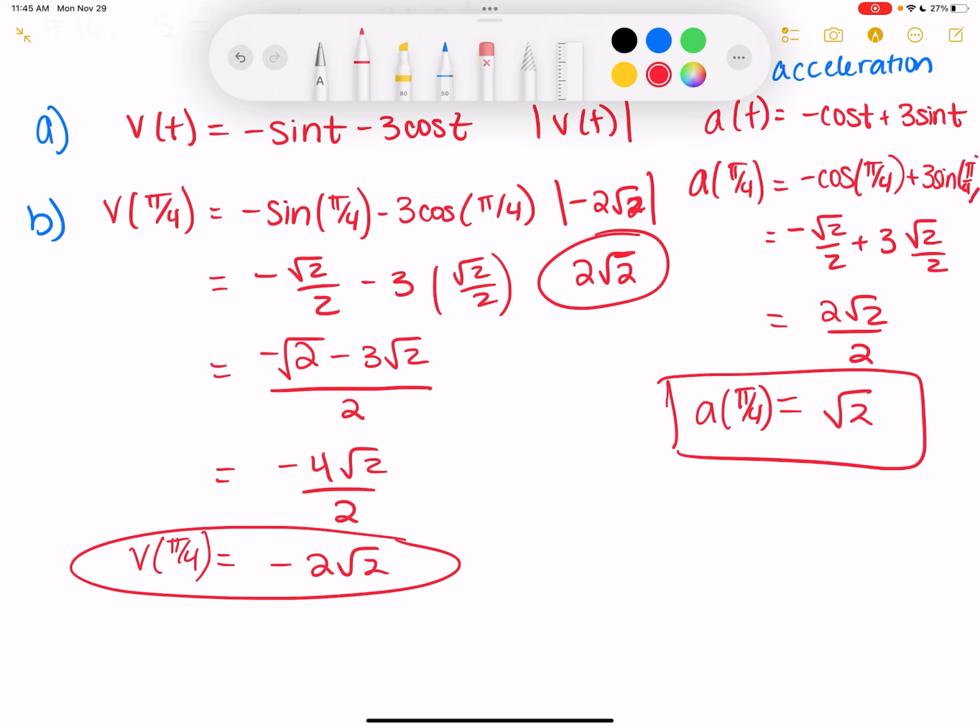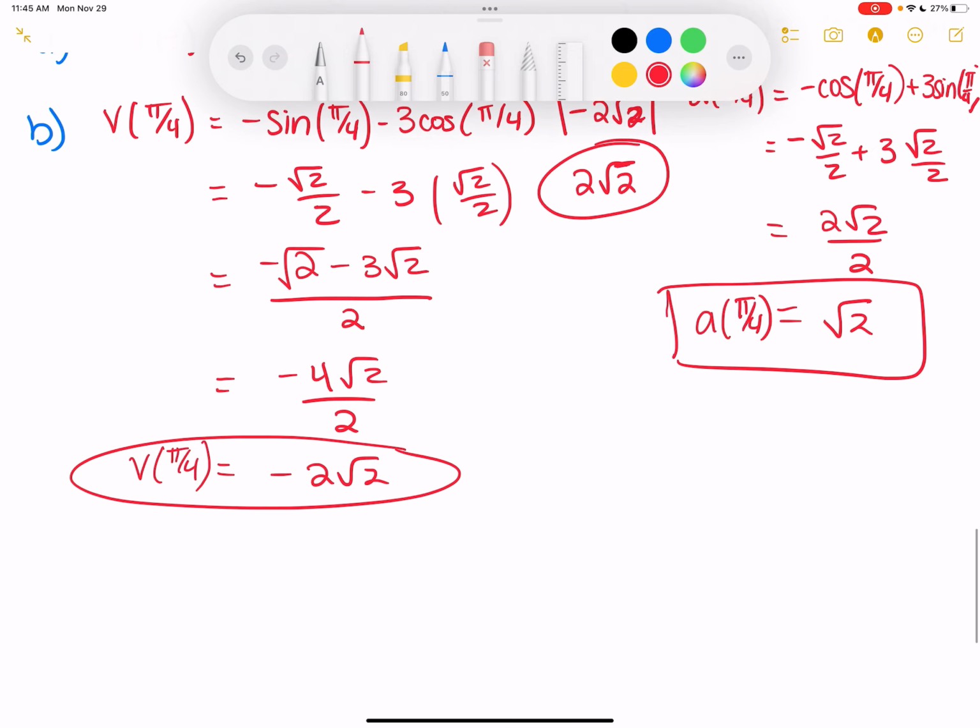Cool. Any questions about those ones? All right, so then one more. So speed is just the velocity. Yeah, just the absolute value of velocity. So it just has to be positive.